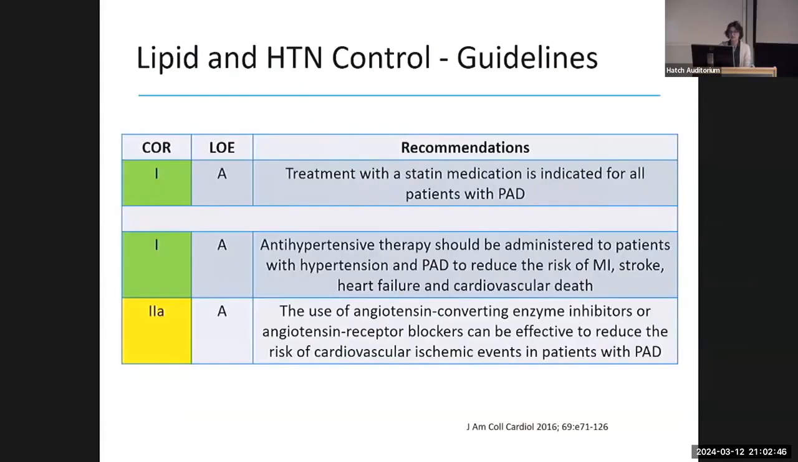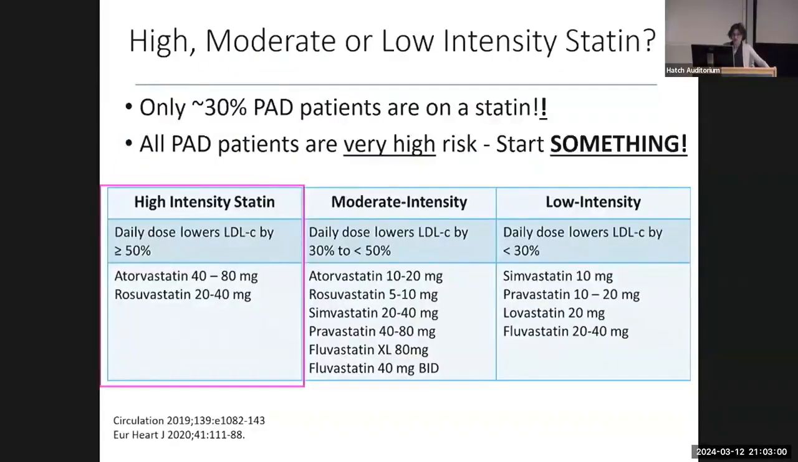In terms of our lipid and hypertension control guidelines, again, we know that treatment with statin is indicated and that antihypertensive therapy should be administered with the use of an ACE or an ARB, which may actually reduce ischemic events. So what statin should you be using? Really, you should only have atorvastatin 40 to 80 or rosuvastatin 20 to 40 in your armamentarium, but I would just say start something. 30% are not on anything, so just put your patient on any statin to start.